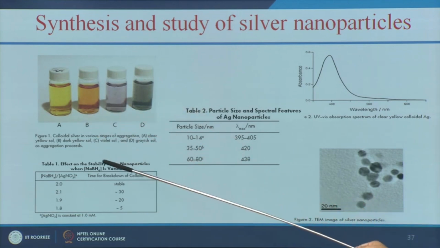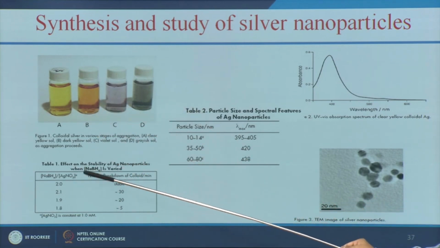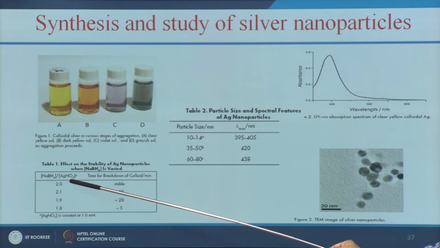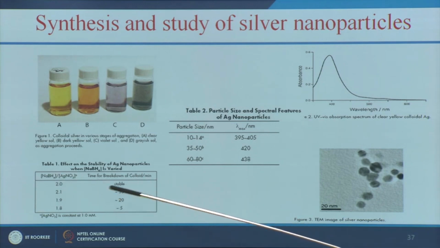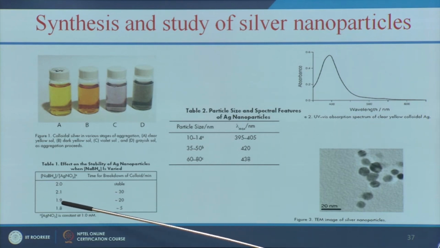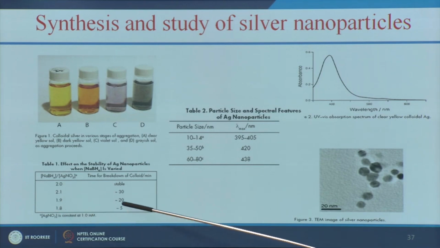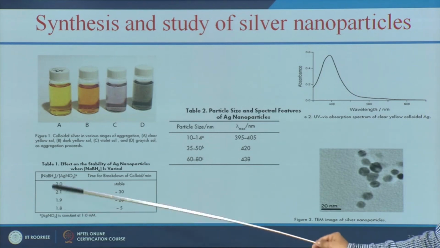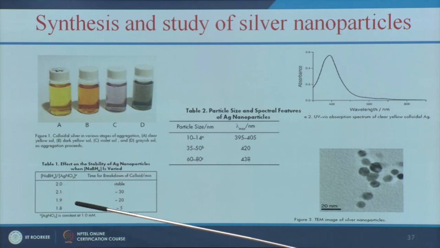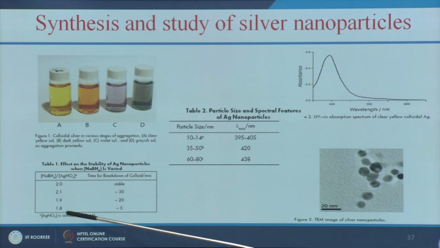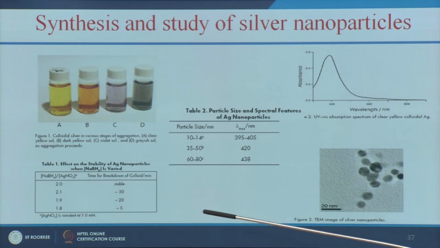And how do you control and how do you stabilize this nanoparticle? You can see here the ratio between your metal salt and reducing agent is very, very important. If the ratio is 2, it is highly stable. If the ratio is 2.1, it is stable for 30 minutes, and if the ratio is 1.9, it is stable for only 20 minutes, and if the ratio is 1.8, it is stable only for 5 minutes. Okay. So, when you optimize any synthesis protocol, you have to think and you have to optimize. This is very, very important for making very good stable nanoparticles.